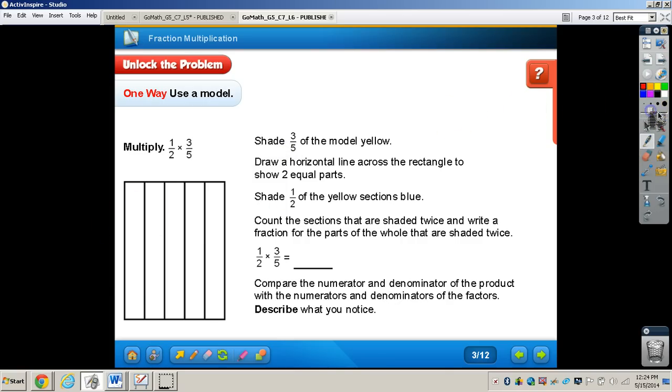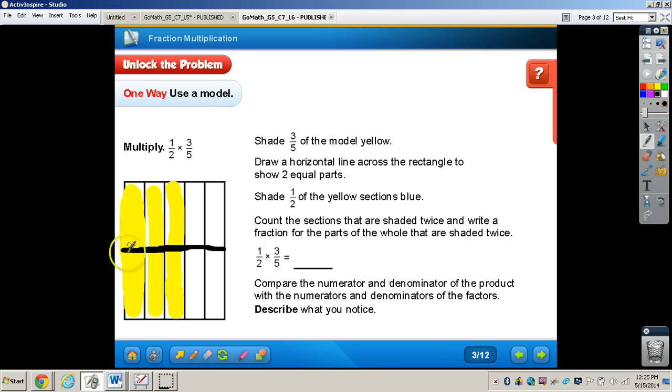Make this a little bit bigger here. So we'll make 3 out of these 5 sections yellow. There's 1, there's 2, and there's 3. Okay, now my next step is we need to draw a horizontal line across the rectangle to show 2 equal parts. Okay, so I will use black ink for this. A little bit smaller of a line, so just about right down the center. Okay, so 2 equal parts there.